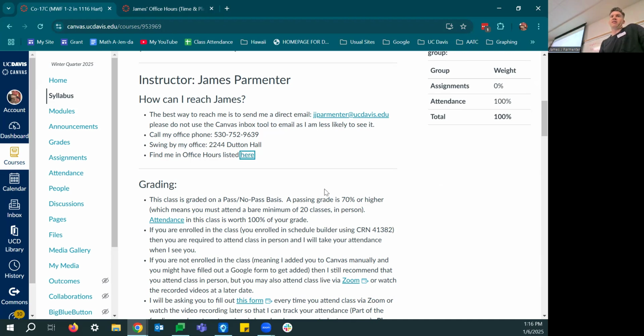The passing grade is 70%, which means you have to attend 20 of the classes that meet. That's the math, right? 20 out of, I don't remember how many days this class meets. I think it meets like 28 days this quarter because there's 10 weeks times 3 minus a day off for Martin Luther King and a day off for President's Day. So that's 28 days. And 20 out of 28 is just a little over 70%.